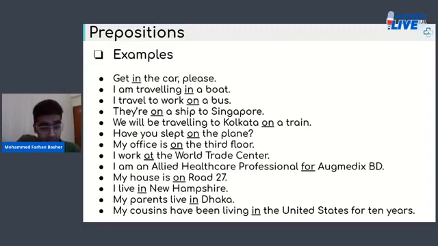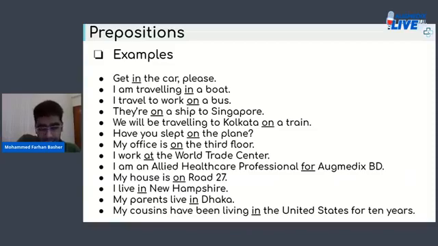And if you're ever traveling in a boat, just a boat, not a ship, not a cruise, not a yacht, it's just a boat, right? So you say, I'm in a boat. All right? Okay. What about a bus? Whenever we are traveling in a bus, are we traveling in a bus or on a bus? We're actually traveling on a bus, right?